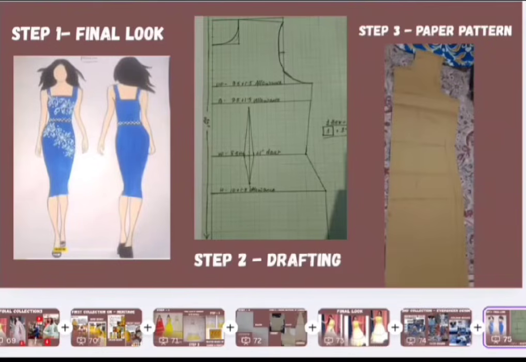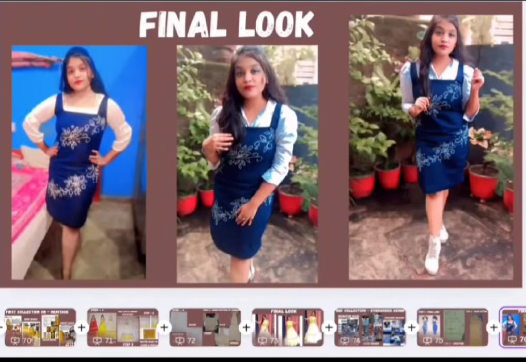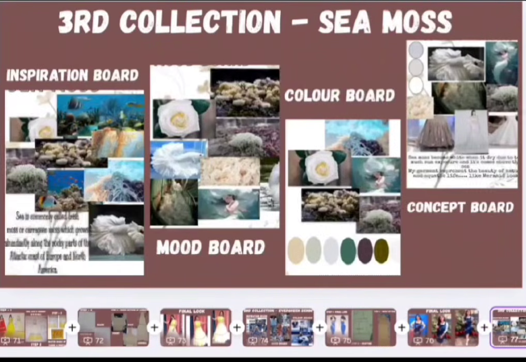Now the first one is a final look with hand paint on a bodycon denim. Here is a drafting of the bodycon outfit and the paper pattern of that garment. The final look with hand paint.